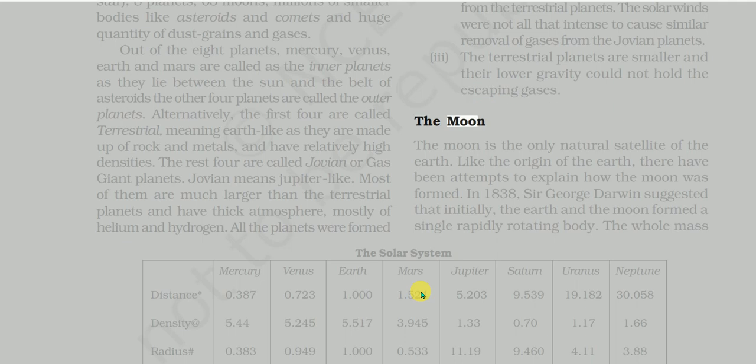The Moon. The Moon is the only natural satellite of the Earth. Like the origin of the Earth, there have been attempts to explain how the Moon was formed. In 1838, Sir George Darwin suggested that initially, the Earth and the Moon formed a single rapidly rotating body.